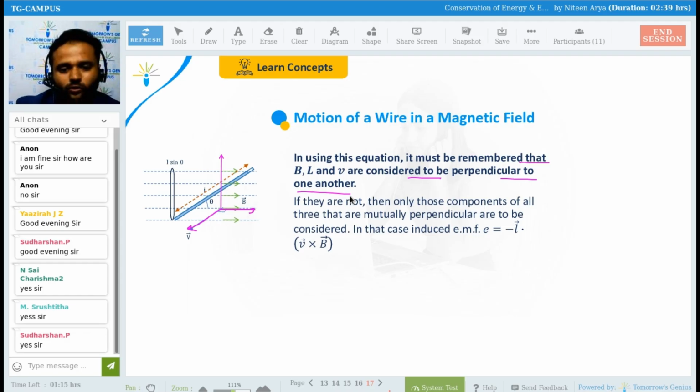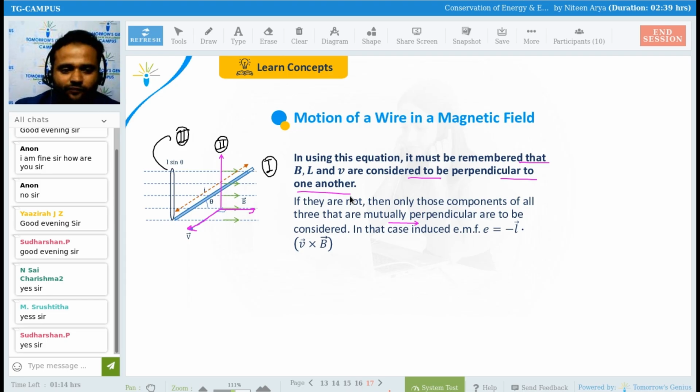If they are not perpendicular, then only the component that is mutually perpendicular is to be considered in the case of induced EMF, which is minus BLV or minus L V cross B. If it is not perpendicular, that is your initial case. We need to take the perpendicular component, which is the second case. We are not considering the first case then. Is this clear, everyone?